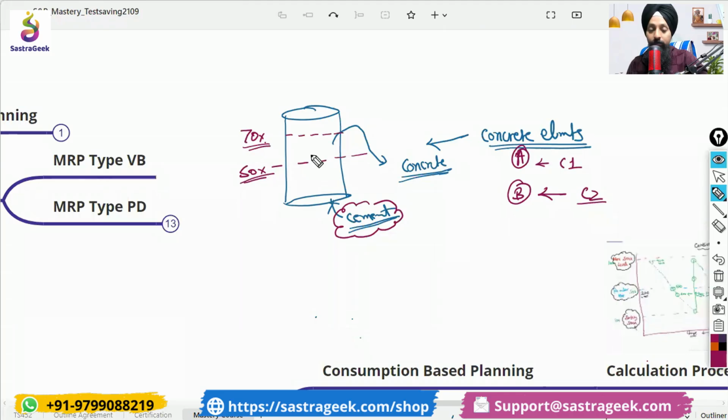It's a costly material, but it's a common material going into multiple products. If my cement goes off, my 90% production gets stopped. I cannot do anything, right? So for these kinds of materials, although it is a raw material, a direct material, you would prefer to use VB, reorder based planning. Same thing in automobile.